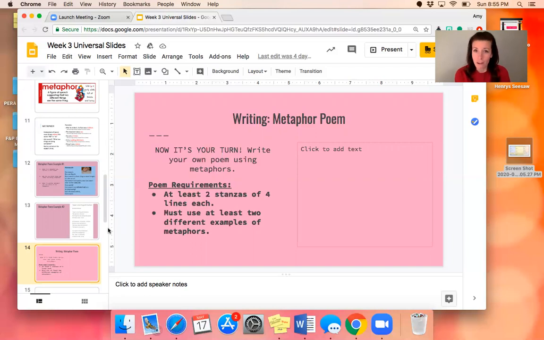Well, I hope this was helpful for you today, and I hope that you really understand what a metaphor is, how to use it, and then practice writing it on your own and have fun with it. Poems are supposed to be fun, figurative language is fun, and very emotional.